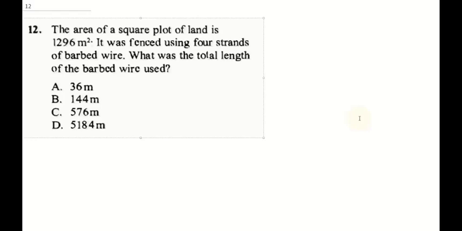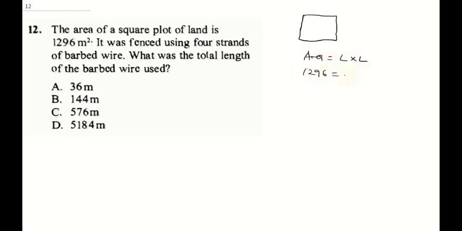Now, for you to understand this question, let's say this is the square farm. So the area is 1296. Area is equal to length times length, so 1296 is equal to L squared. Therefore, L will be the square root of 1296 first, and this will give us 36 meters. That's the length.